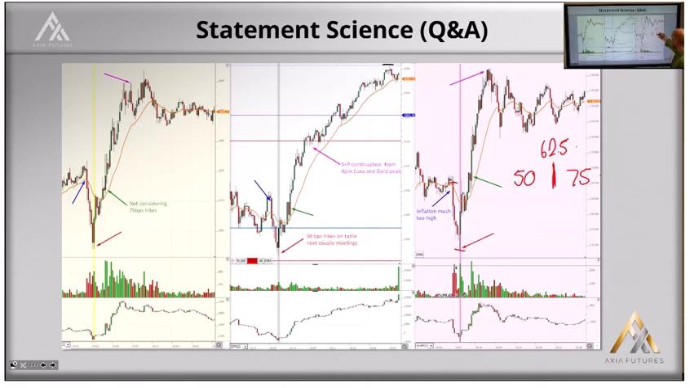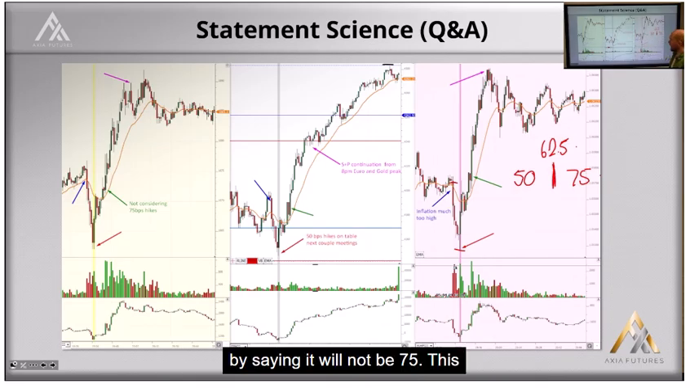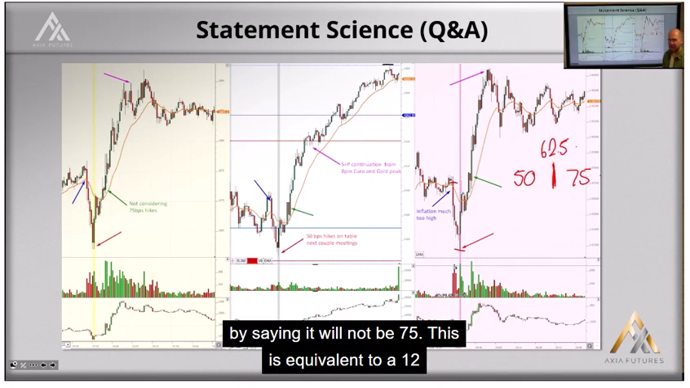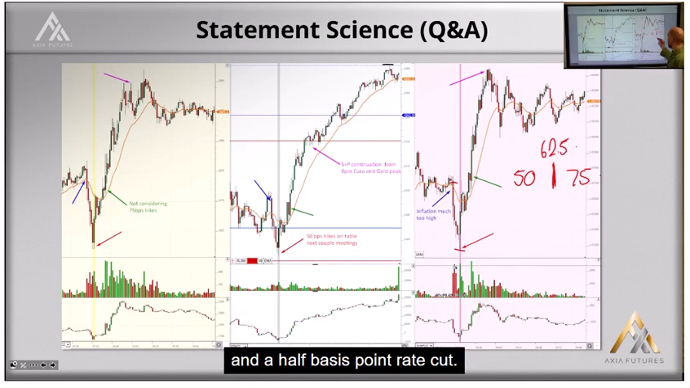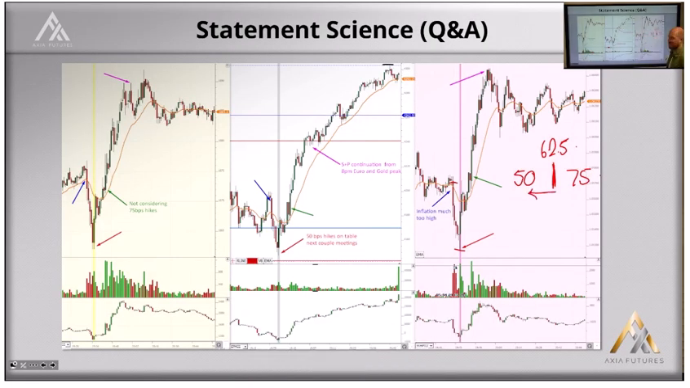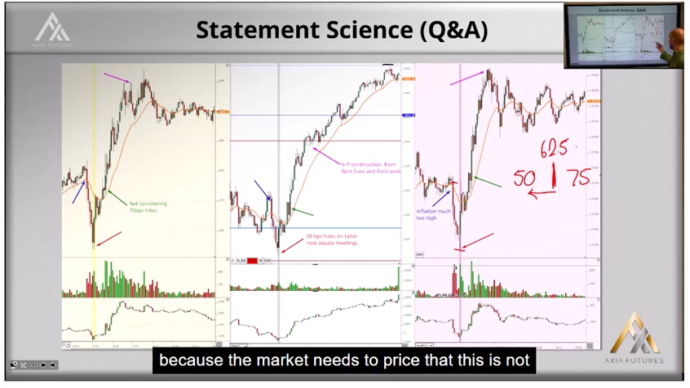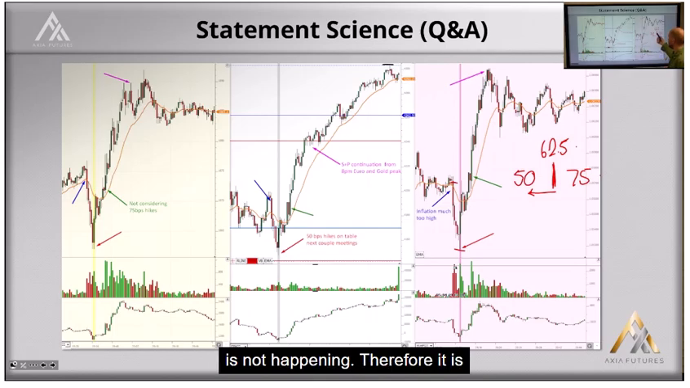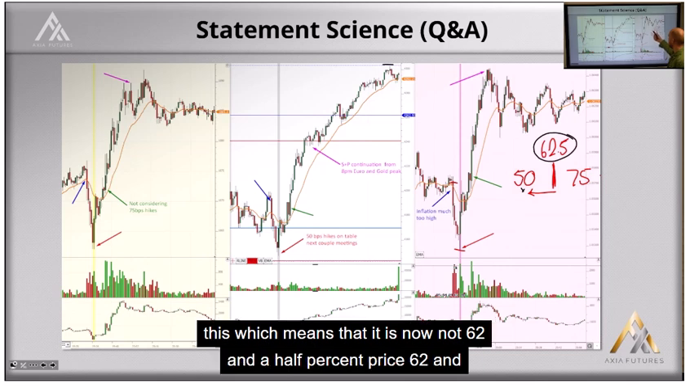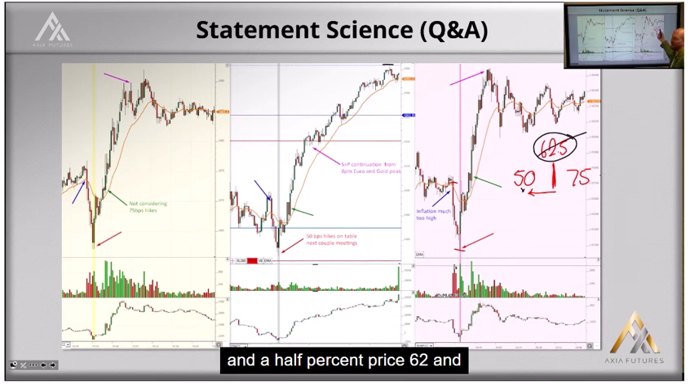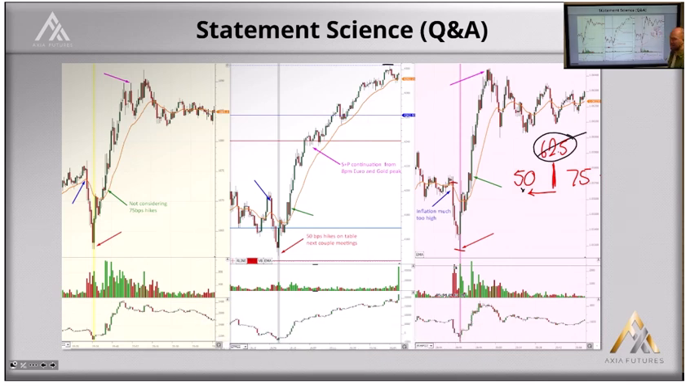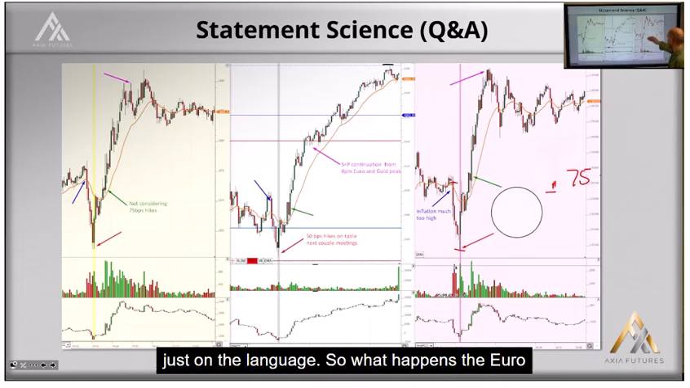If that's where the market currently is, by saying it will not be 75, this is equivalent to a 12.5 basis point rate cut. That's the effective action. Because the market needs to price that this is not happening. So it's not possibly happening, it is not happening, therefore it is no longer 62.5 basis points priced, it's 50. Essentially a 12.5 basis point rate cut just on the language.